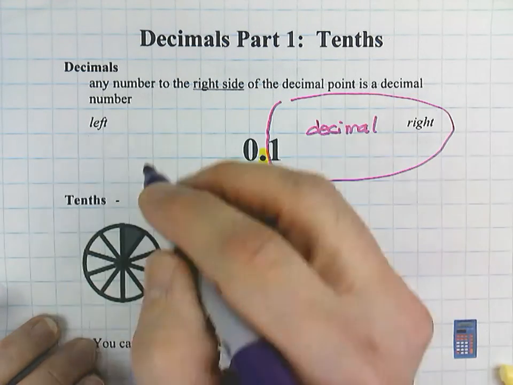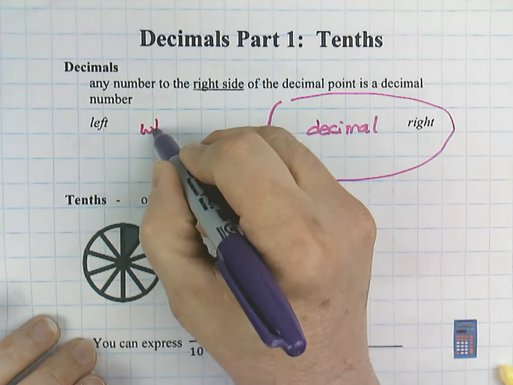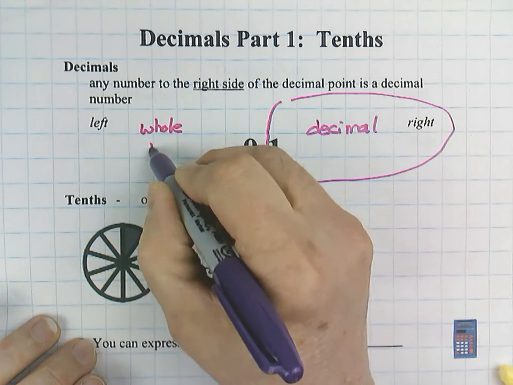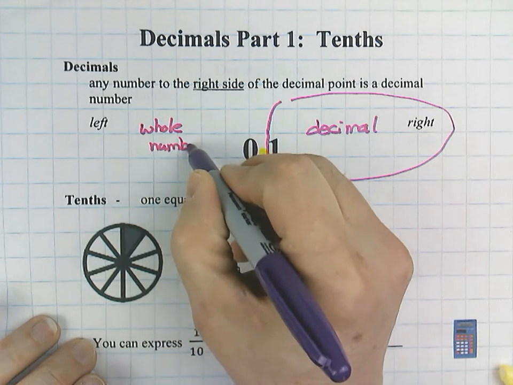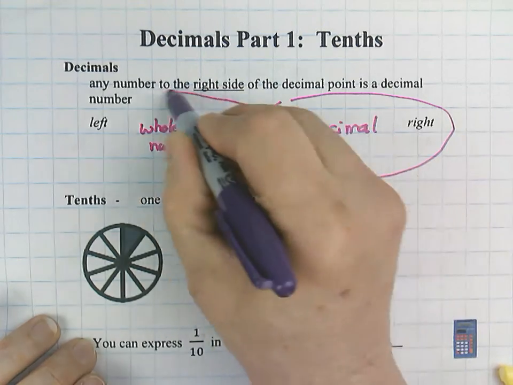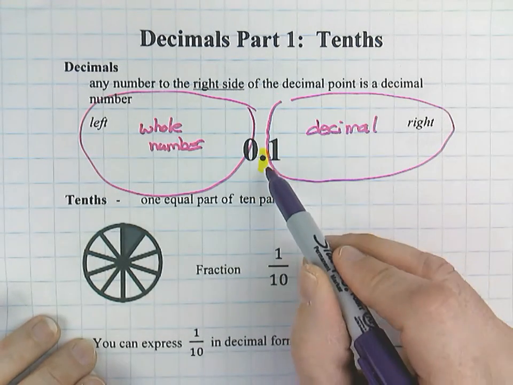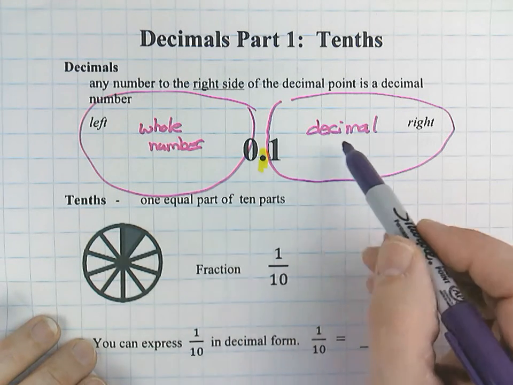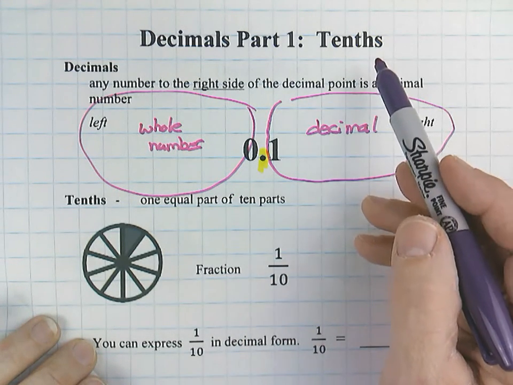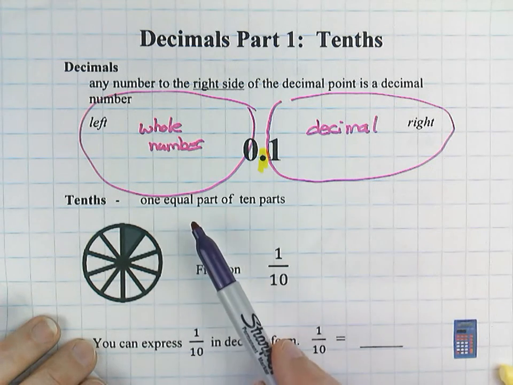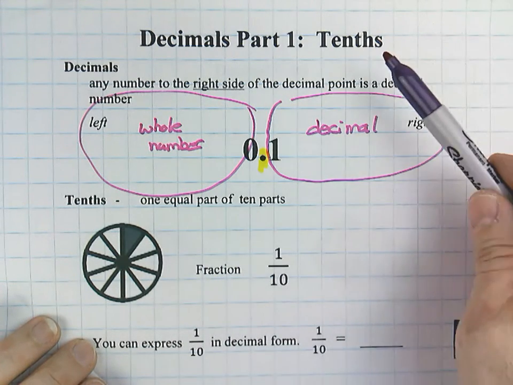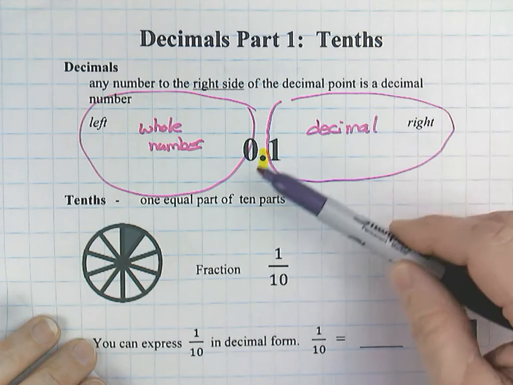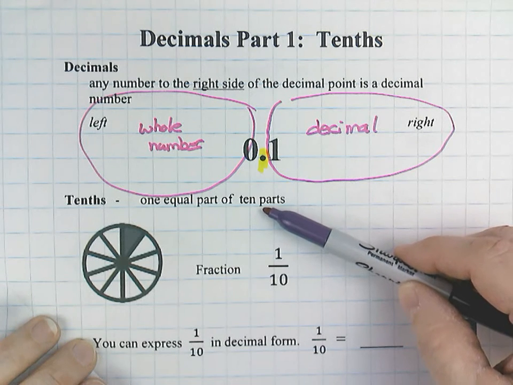Anything to the left side would not be a decimal, that would be a whole number. What the decimal point does is that it separates our whole numbers from our decimals. Now, tenths would be 1 equal part of 10 parts, because today our lesson is on tenths. So we're looking at dividing a whole into 10.